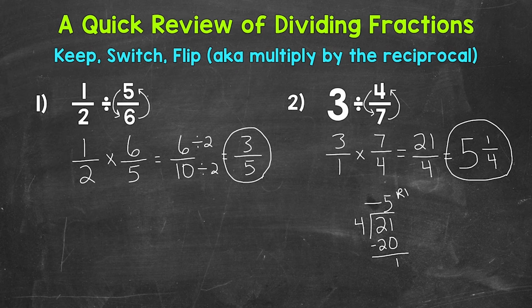So this 5 is our whole number, 5 whole groups of 4 in 21, and then our remainder of 1 is the numerator of our fraction. We keep our denominator of 4 the same. Our final answer as a mixed number, 5 and 1/4. Now we can always look to see if we can simplify the fractional part of a mixed number. 1/4 is in simplest form, so we are done.